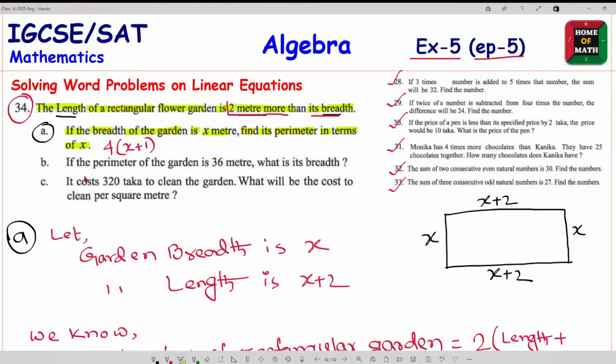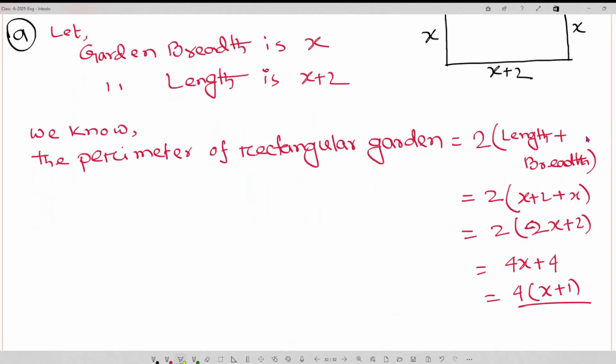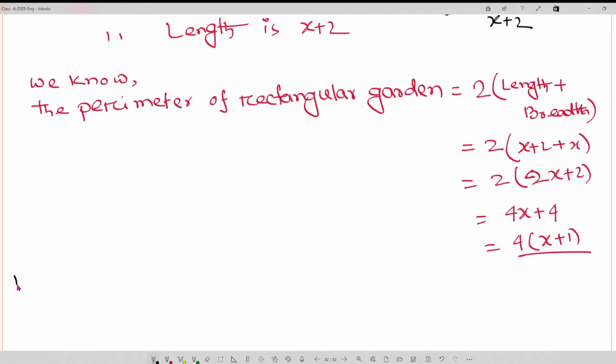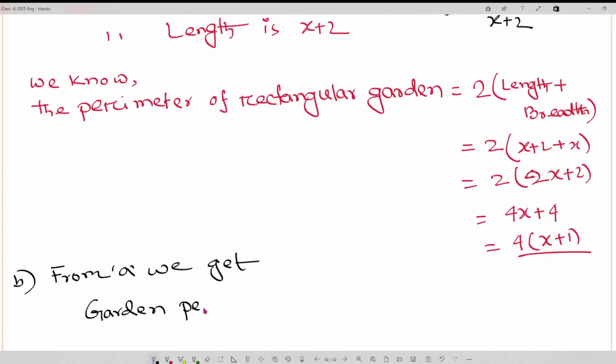Question B. If the perimeter of the garden is 36 meter, what is the breadth? So this is very simple. Number B. From A we get, what we get? Garden perimeter equals to 4 times x plus 1.